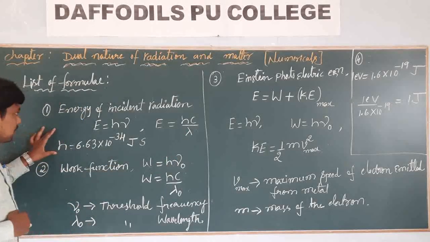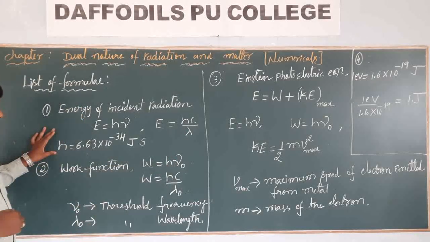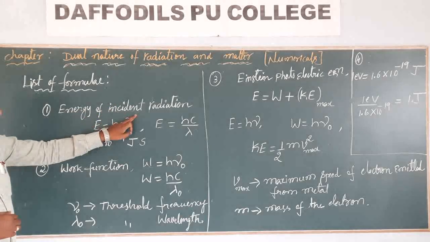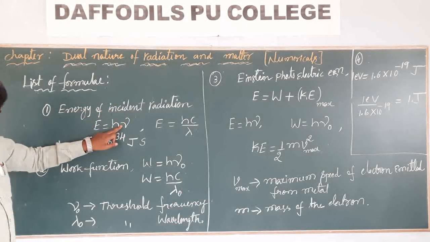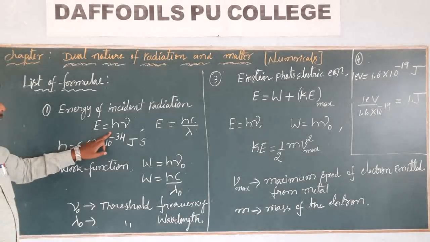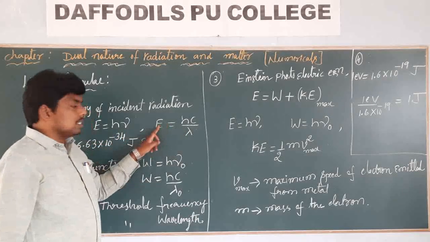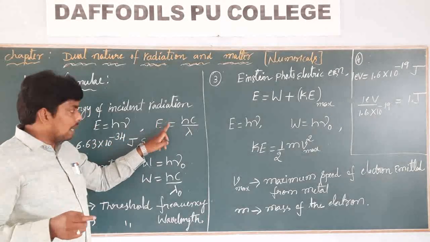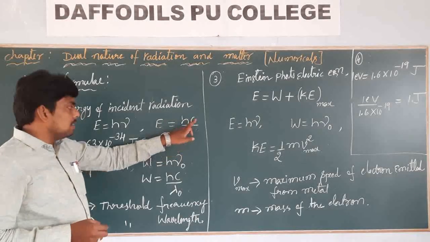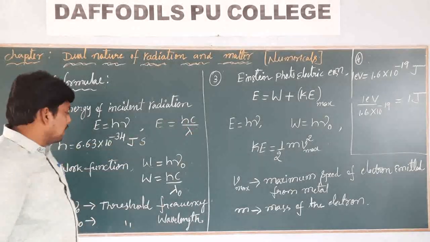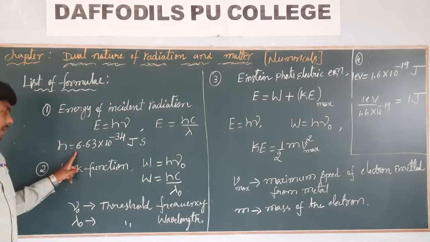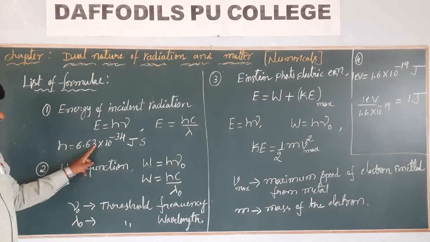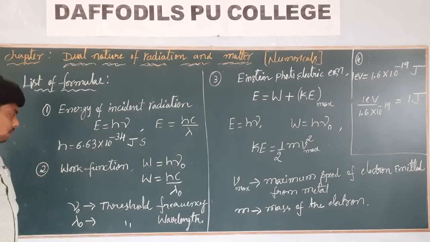This first formula is about the energy of the incident radiation. If they have given the frequency, use this formula. If they have given the wavelength, use this formula. If they give the wavelength, we have to use the formula hc by lambda. C is what? Speed of the light. And remember the Planck's constant value, that is 6.63 into 10 to the power minus 34 joule second.